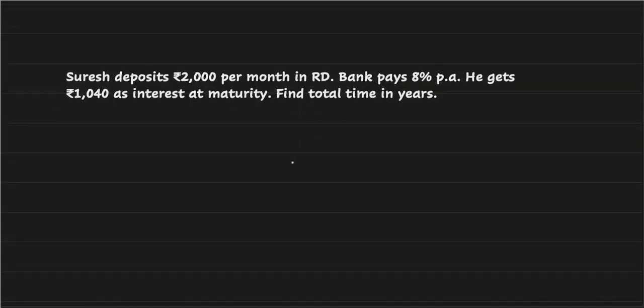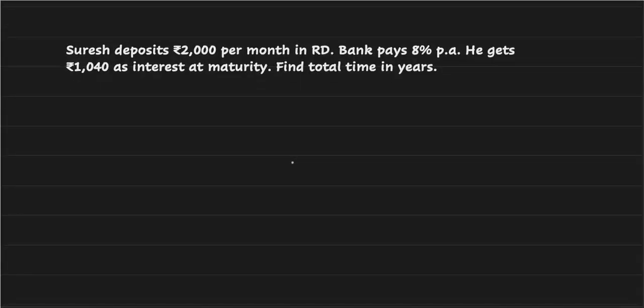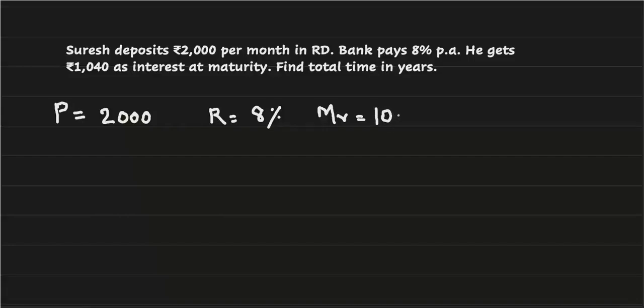Suresh deposits 2000 per month in a recurring deposit. Bank pays 8% per annum. He gets 1040 as interest at maturity. So whatever is given now, we will write it down. So we have the P value. P value is 2000, and the rate of interest is how much? 8%, and he gets maturity value as 1040. We are finding n. What is the number of months? What's the time period to get that value?